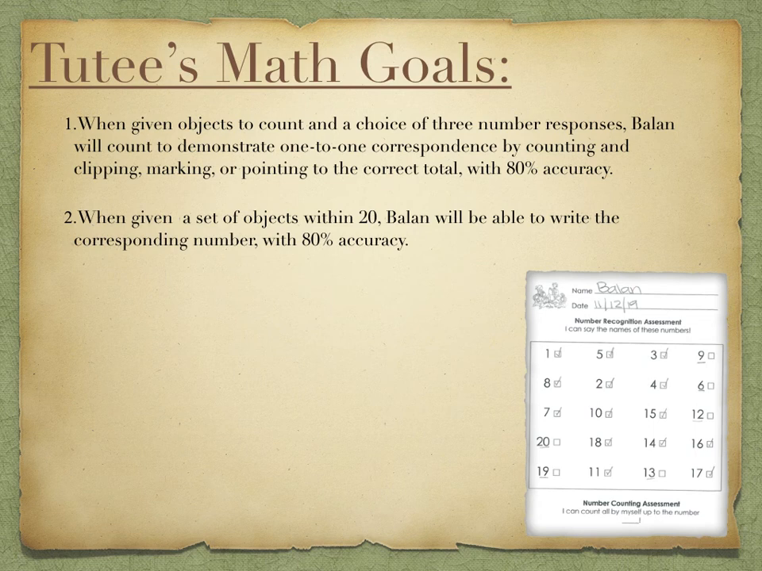Another goal that I want him to work on is, when given a set of objects within 20, Balin will be able to write the corresponding numbers with 80% accuracy.